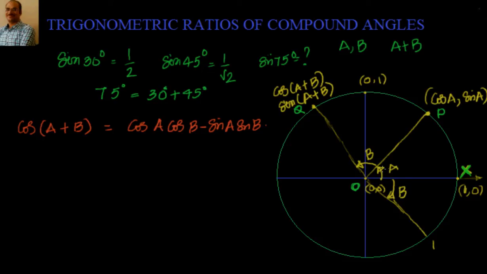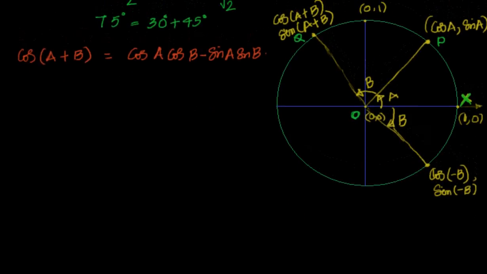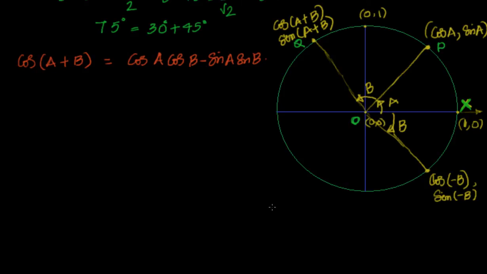So what we have done, we have taken angle A, we found the coordinates, then we went to B in the positive direction, anti-clockwise direction. We found cos A plus B, sin A plus B. Now from origin we are coming down. So what will be these coordinates? You are right. These coordinates will be cos of minus B, sin of minus B. Okay, now we are done.